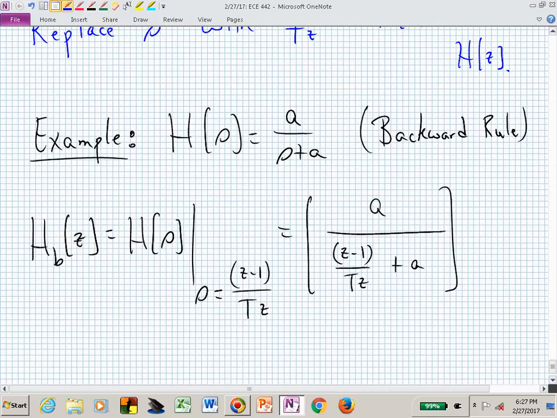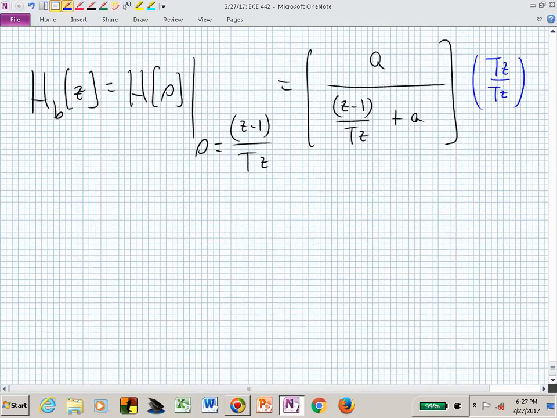Get rid of that denominator in the denominator, and we can do that by multiplying the denominator by capital TZ. And we can't just multiply a denominator by an arbitrary number. We can multiply by 1, which says now let's multiply that by TZ over TZ to yield the following.